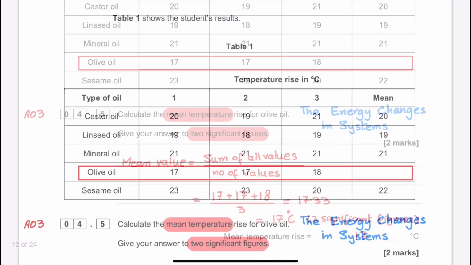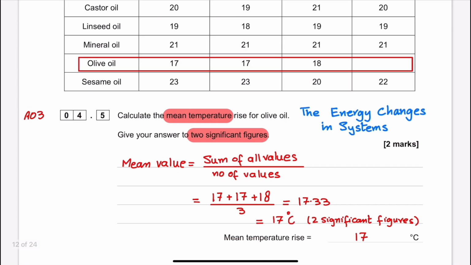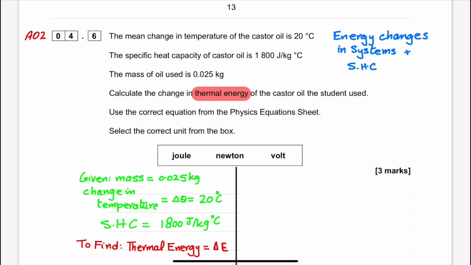Let's see the model answer. For olive oil, the mean value is calculated here: 17 plus 17 plus 18, and the total number of values is 3. Therefore, we add all the values and we divide by 3. The answer is 17.33. But the requirement of the question is 2 significant figures. So the first 2 significant figures are 1 and 7. So the answer is 17 degrees Celsius. 4.6 is an AO2 question. The mean change in temperature of the castor oil is 20 degrees Celsius.